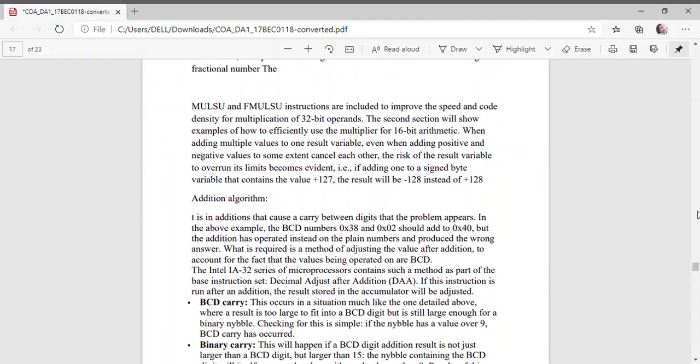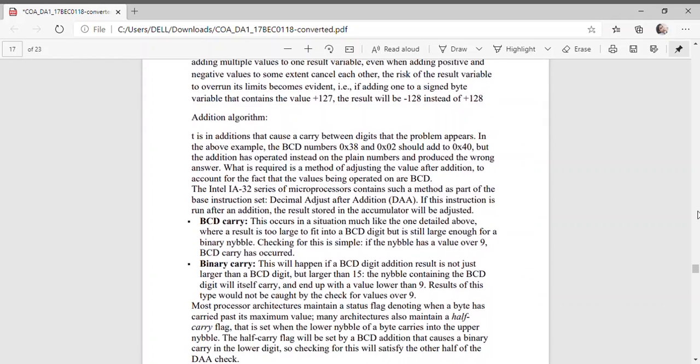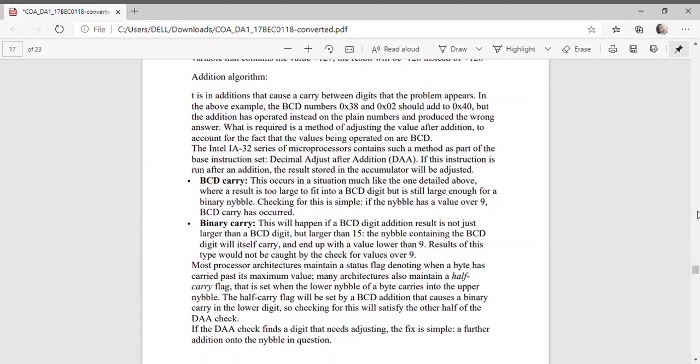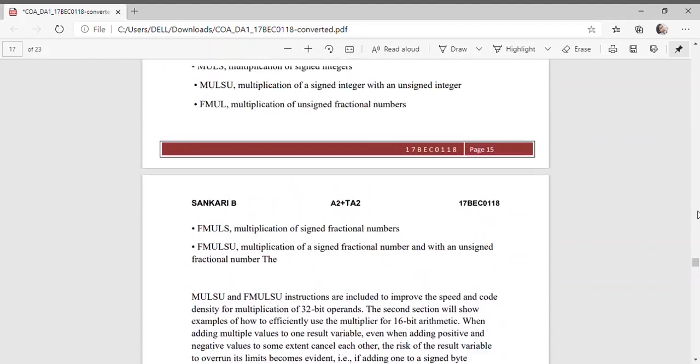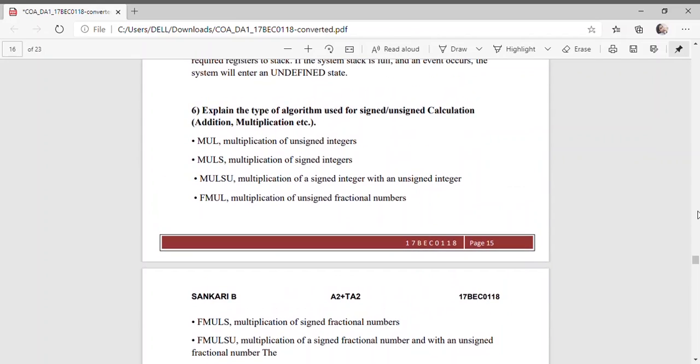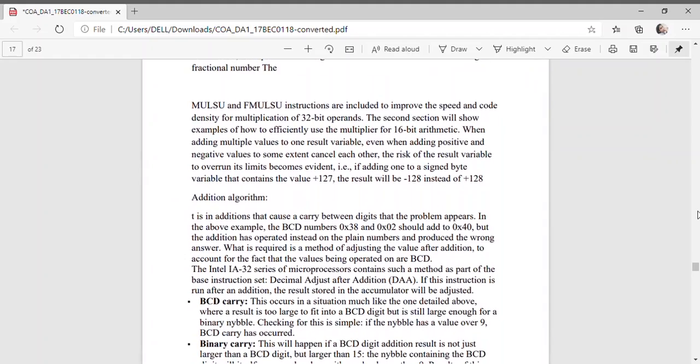And coming to addition algorithm, BCD and binary algorithms are discussed, and that's what was basically done in this microcontroller.